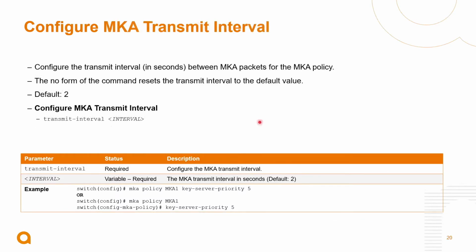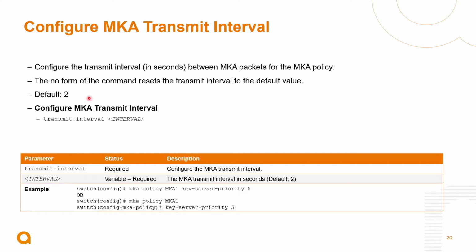So once you have the key server priority configured, the last item would be the transmit interval. MKA packets are transported over EAPOL, and you can define the interval at which these MKA packets are exchanged. The default value as defined by the standard is 2 seconds, and that's the default that we have on CX as well. If you want, you can change it to a value higher than 2, between 2 and 6 seconds. But we would highly not recommend anyone to do that.